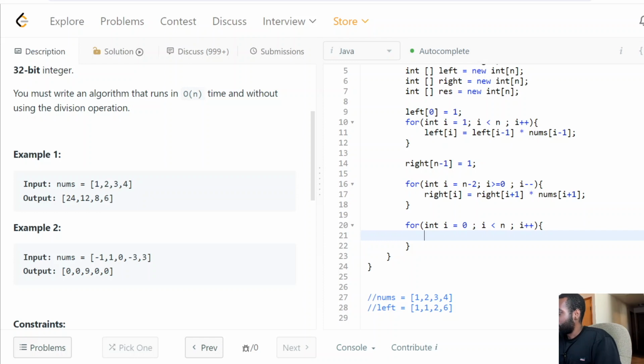Okay, so we have the result of everything to my left, and the result of everything to my right. For every index, left includes the product of all the elements to its left, and right includes the product of all elements to its right. We just go ahead and multiply them through, because we have this information.